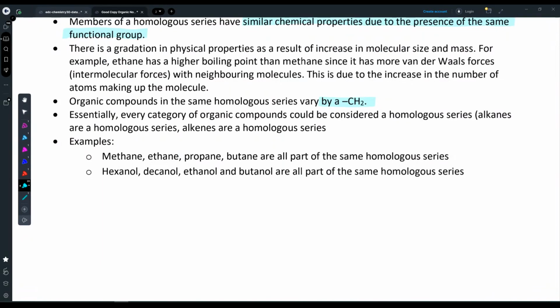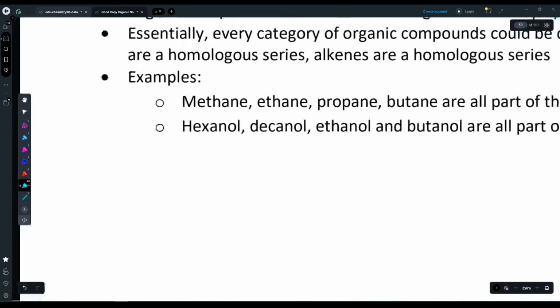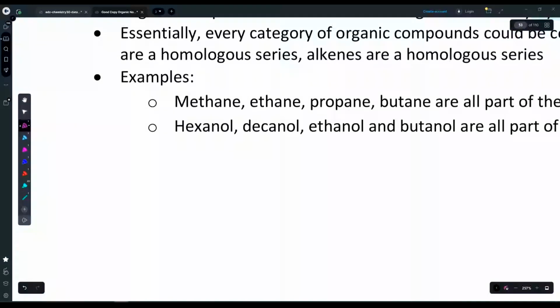And the next one underneath it talks about what a homologous series with alcohol groups in it would be. So hexanol, decanol, ethanol, butanol, those are all part of this same homologous series because they all have the functional group of a hydroxyl or an OH, which is what makes them an alcohol. Okay, so here's some more examples of some homologous series.